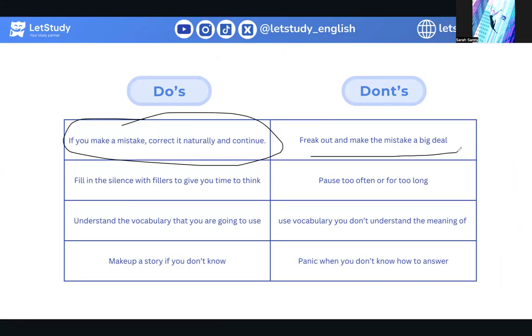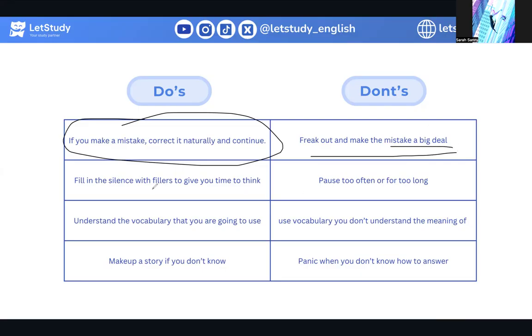Misalnya kalau kalian lagi ngomong tentang your favorite food, and then you guys stumble like, oh, well, I'm not really sure. Immediately correct it naturally. Like, oh, well, I'm not really sure. I think perhaps Japanese food is my favorite. Kayak gitu. Jangan kayak, oh, I'm not sure. Oh, okay, I'm sorry. Am I supposed to answer? I'm sorry. Don't freak out and make the mistake a big deal.